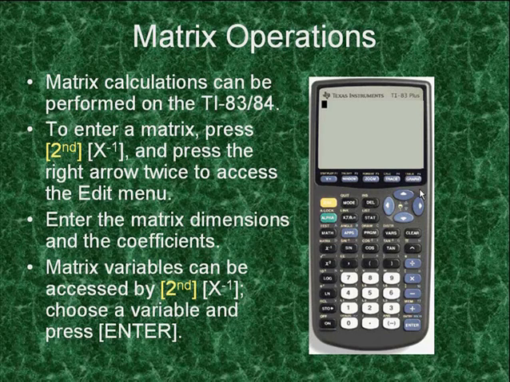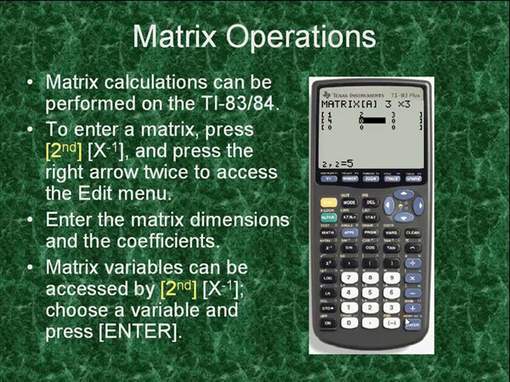TI-83 and 84 calculators can be used to perform matrix calculations. To do so, the matrices must first be entered in the calculator. Press second, then matrix, above the X inverse key, then scroll over to the Edit menu. Select the matrix to be edited with the arrow keys and press Enter. This will bring up an editor screen. First, enter the dimensions of the matrix, rows and columns, then fill in the matrix elements one by one. When you are done, press second quit to exit.